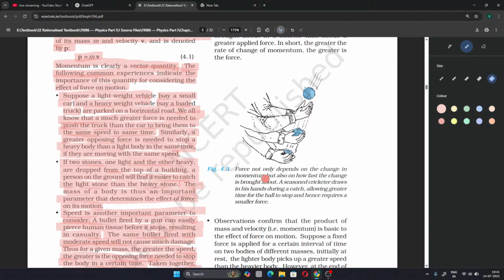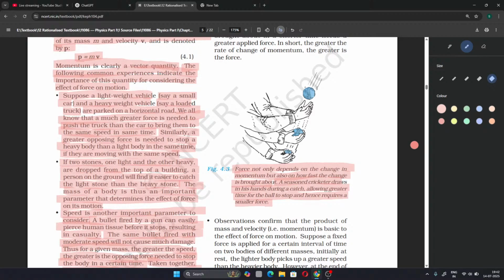This is the catching scenario. Force not only depends on the change in momentum, but also how fast the change is brought. A seasoned cricketer draws in his hand during a catch, allowing greater time for the ball to stop and hence requires a smaller force. By pulling the ball down after catching it, he is increasing the time taken for that ball to reduce in momentum.